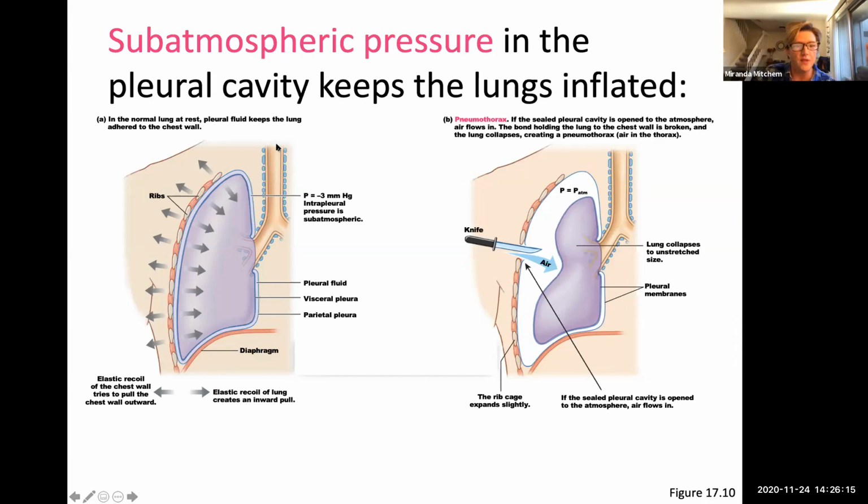So let's look at the lung at rest. So we've got our pleural cavity shown in between these two blue lines here, pushed right up against the rib cage, right? And then we've got the diaphragm in its relaxed position since we are at rest. So what we're looking at is this concept of elastic recoil of the chest.